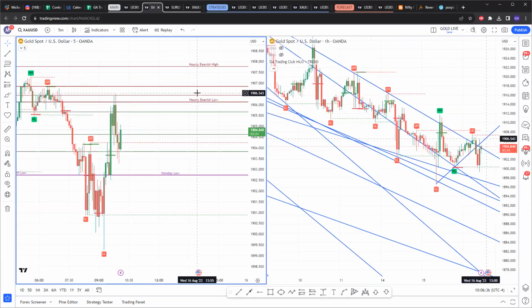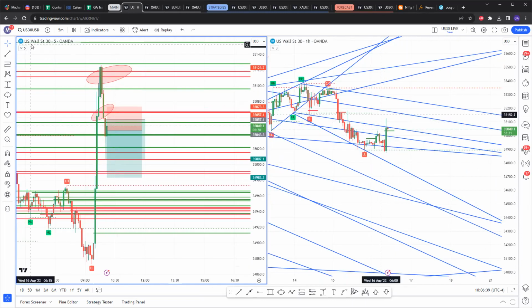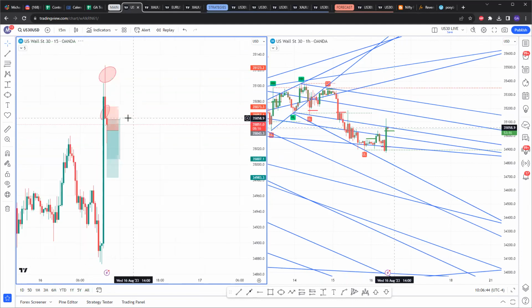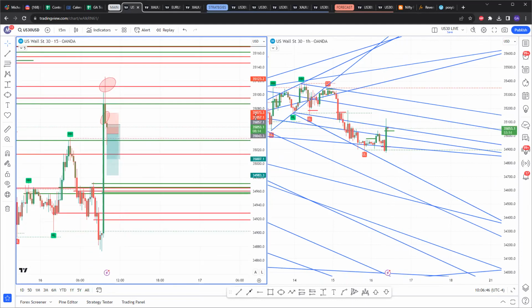Let's see what else we have. Gold. I have nothing to trade for gold. Let me see something also here for the 15-minute. Okay, so 15-minute as well. This might be another 15-minute entry.